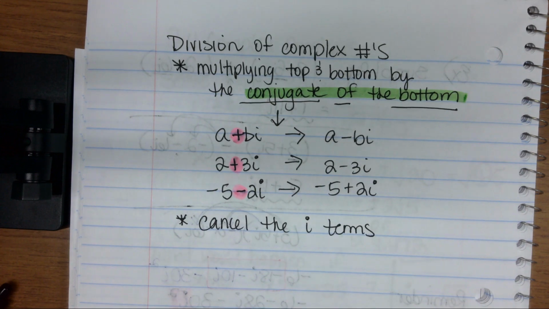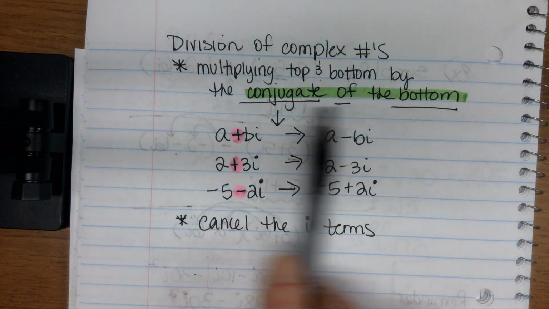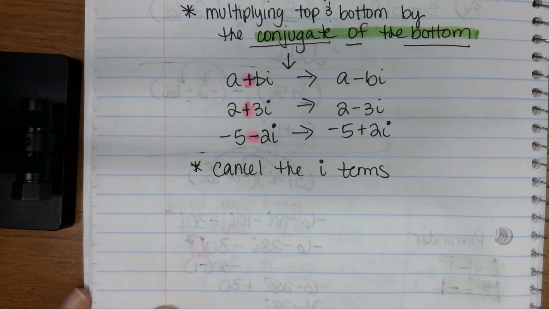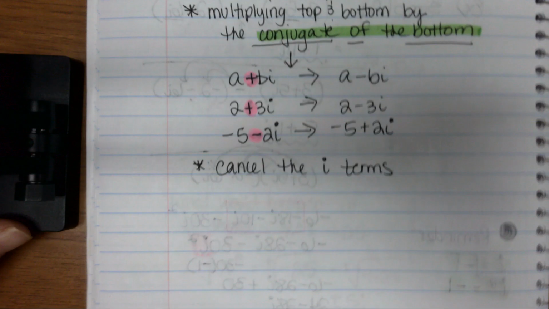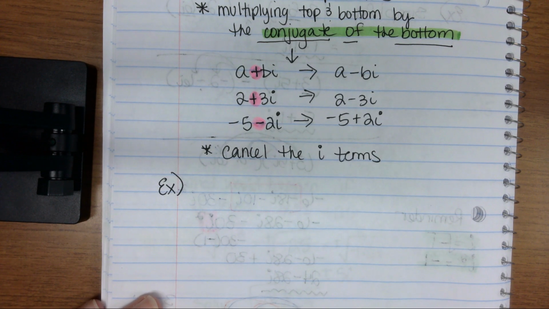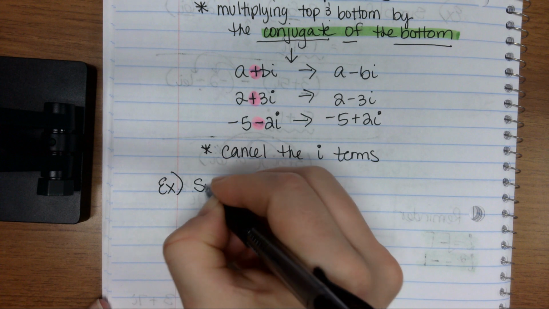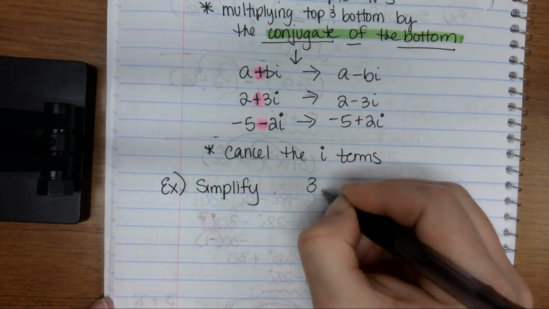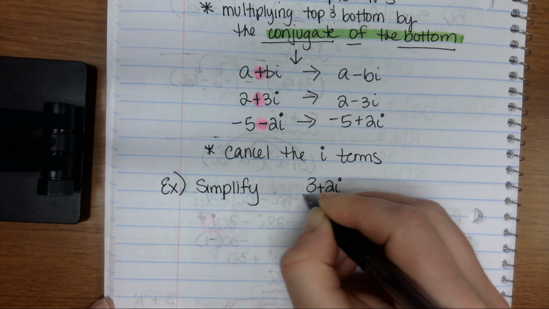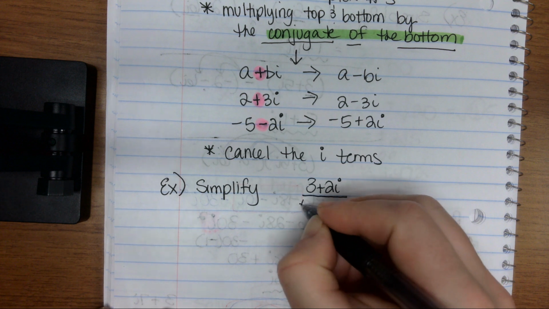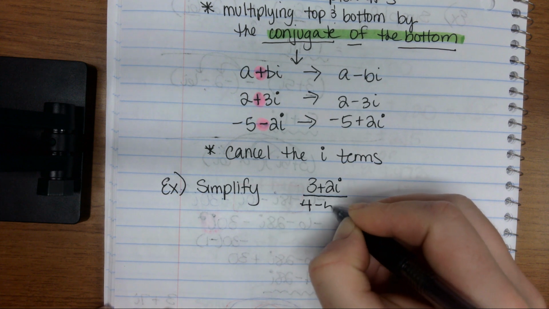You know where the bottom of a fraction is, the denominator. Make sure that it's just the conjugate at the bottom, that you recognize that. I'll highlight that. Okay, let's do one. Let's simplify 3 plus 2i, and on the bottom I'll do 4 minus 5i. Okay?